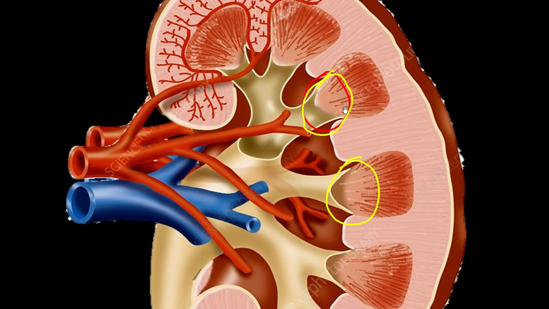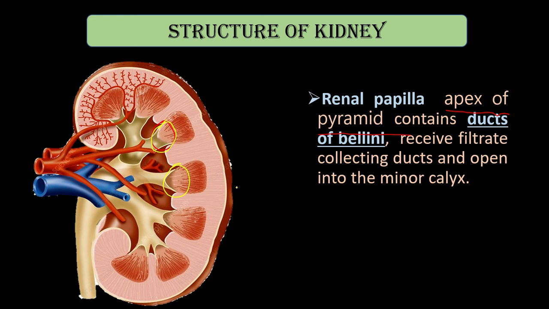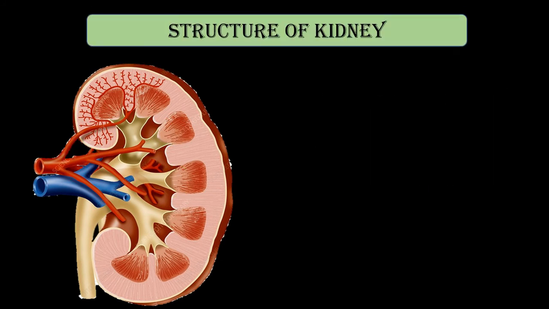So you see this part is called the papillary region, which has the ducts of Bellini, and they open into the minor calyx. So these are the minor calyx you see here. The minor calyces again merge with each other. All the minor calyces merge and form the major calyx, and that major calyx opens into the renal pelvis. So renal papilla is the apex of the medullary pyramids.